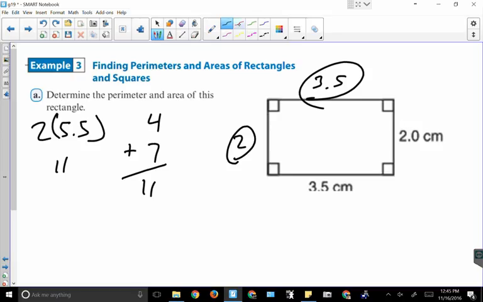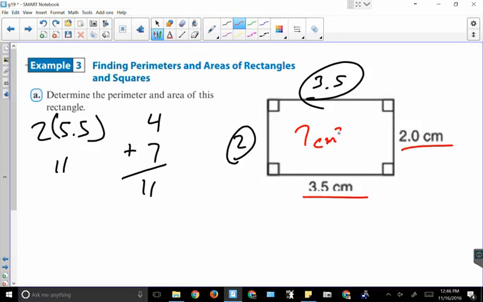What about the area? What's the area equal to? Multiply what? So you want that multiplied by that? And what do I get? I get what? What's 2 times 3.5? Double it. 7. Yeah. Now, there's one last thing.